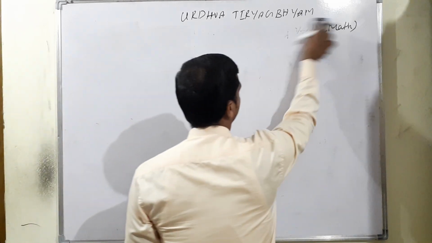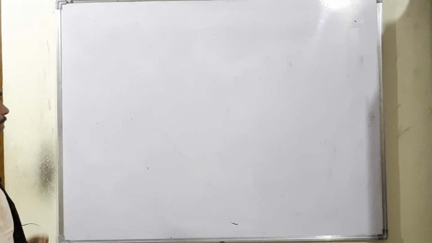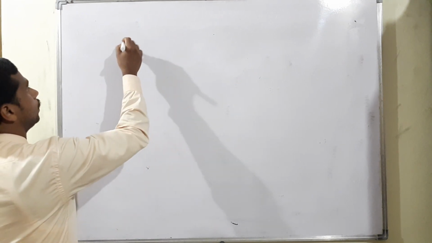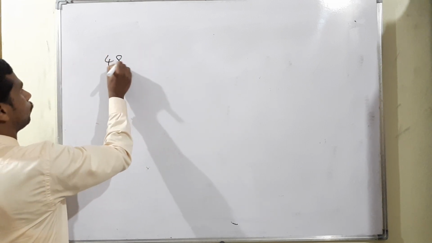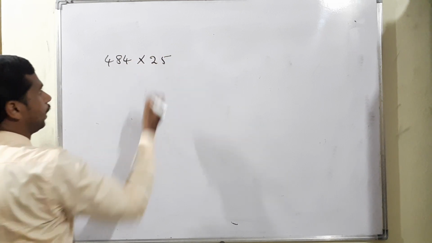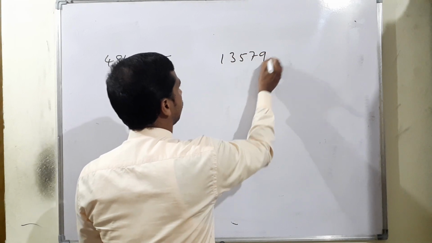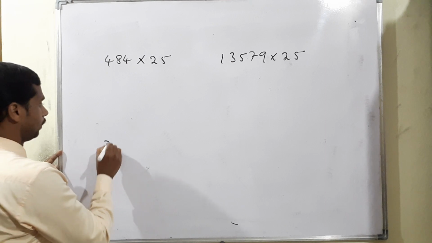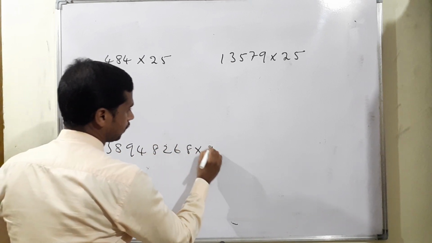This is the vertically and crosswise sutra, also named Urdhva Tiryak. Now another topic: how to multiply any number by 25. For example, 484 into 25, then 13579 into 25, then 38948268 into 25.